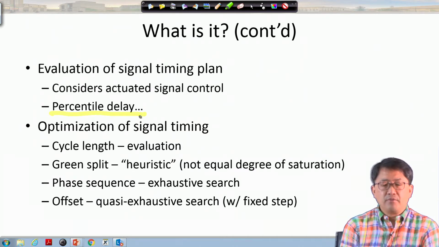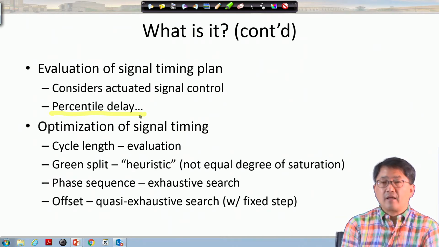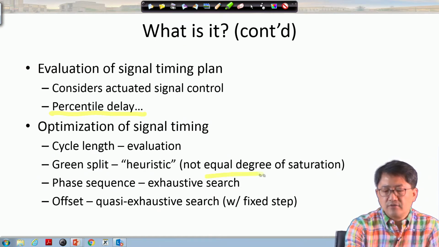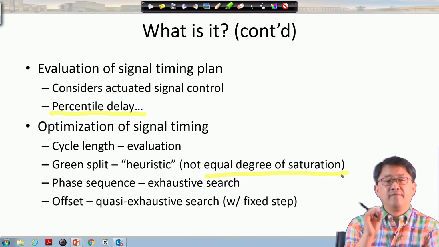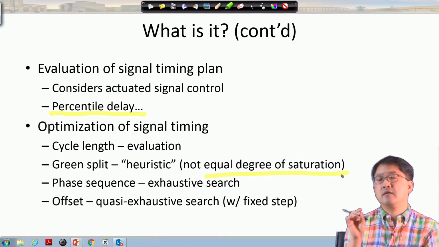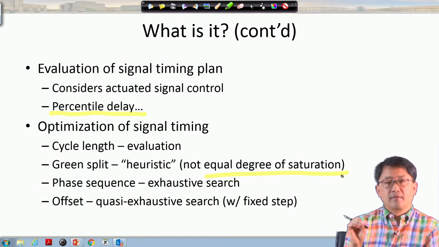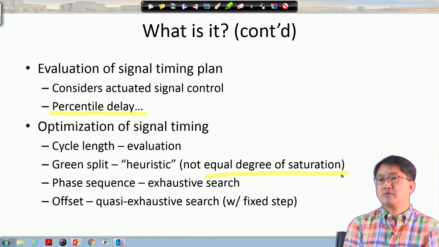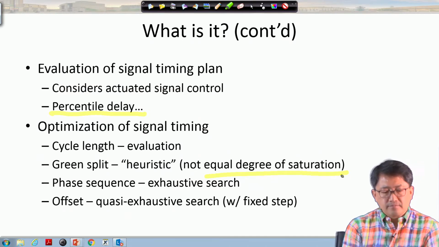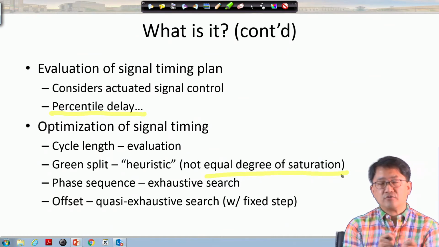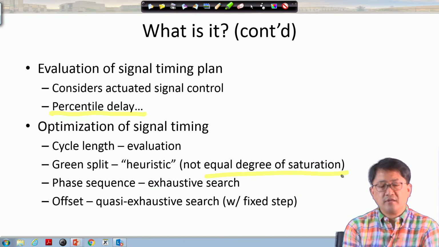And then green splits, this is interesting. They are doing a heuristic approach. I mentioned equal degree of saturation, which is giving critical movements the same volume to capacity ratio by adjusting duration of green time. They don't do this, and it works well. They actually favor the major street, which carries more vehicles, and often that helps reduce delays as well. And then phase sequence, you can try all combinations, so it's almost an exhaustive search.